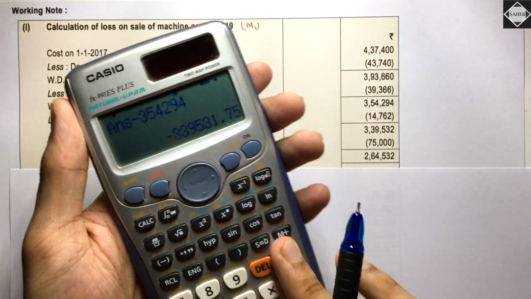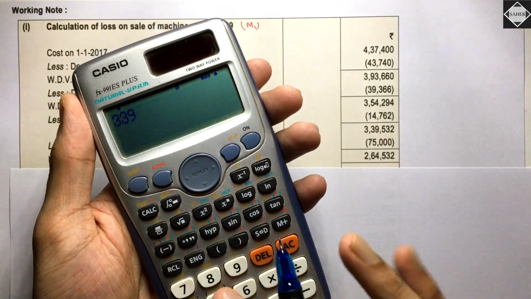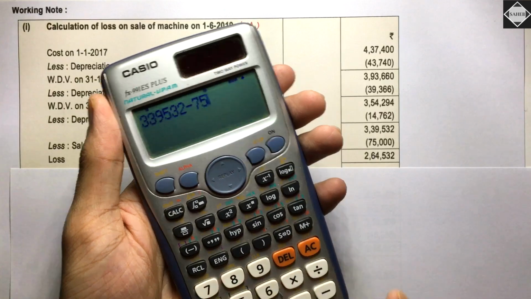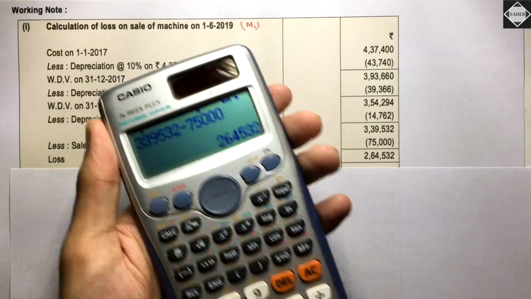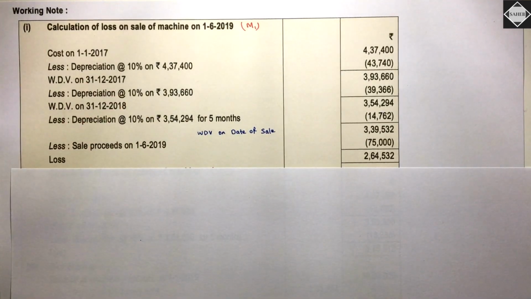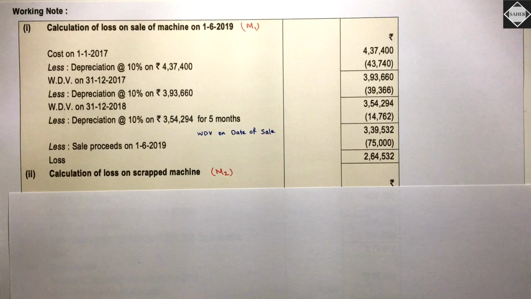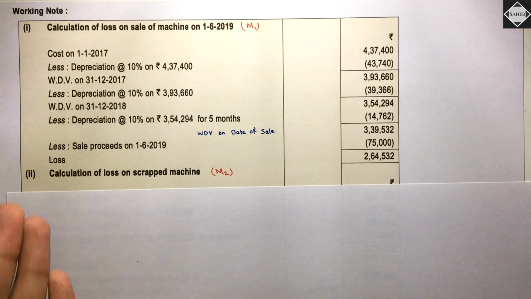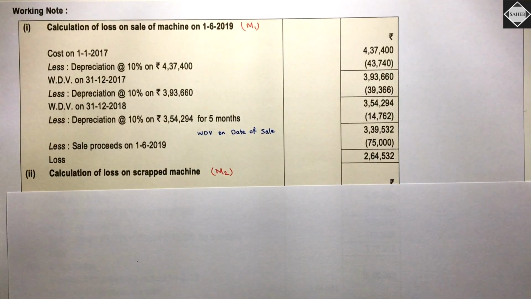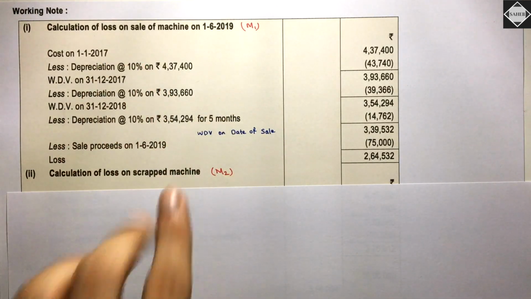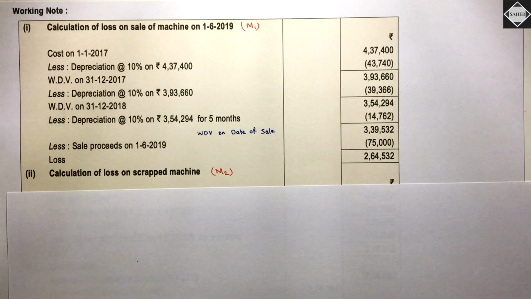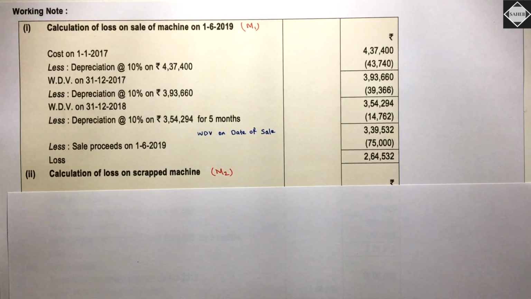2,64,532. Shall we calculate? Okay, 3,39,532 minus 75,000. Okay, so that's equal to 2,64,532. This is the loss on M1. Is that clear? So M1 working note is over. Let's go to the M2. Really simple. Here they have written something, calculation of loss on scrap machine. You just have to write calculation of depreciation and profit or loss on M2. Okay, that's all. Just use simple words. Okay, it's really simple. Fine.